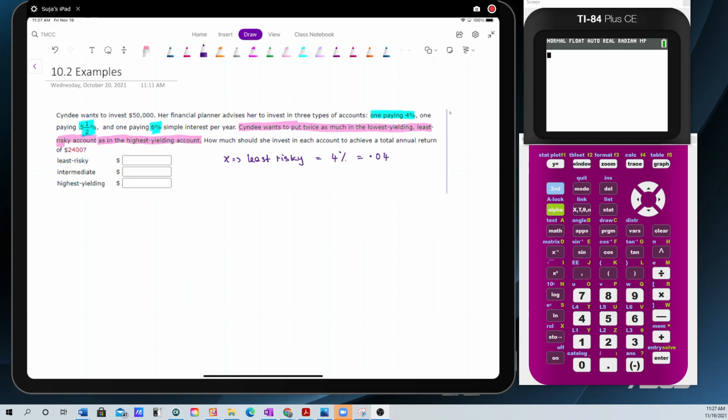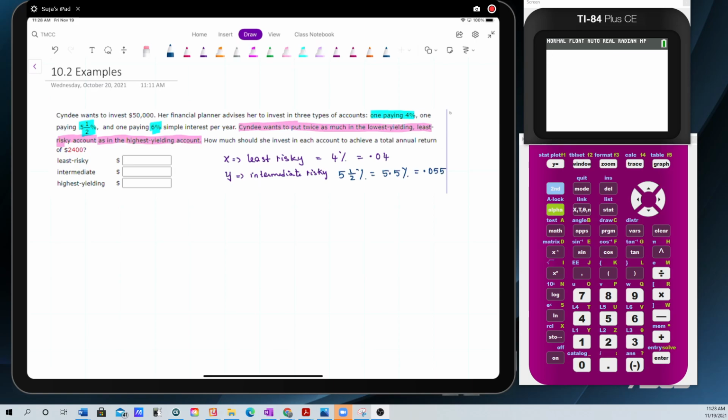Okay, and let Y be the middle one, which is the intermediate risky one, and this will have the middle interest rate, which is 5.5%. So that's equal to 5.5%, which is equal to 0.055 if I divide by 100.